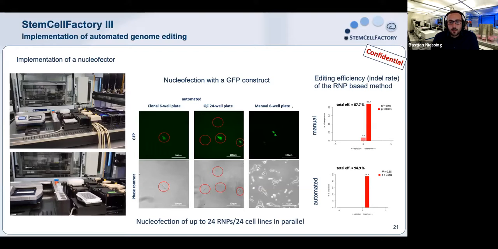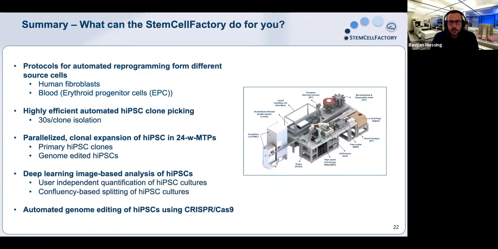And as you can see in the middle, we successfully edited the GFP construct in an automated way and also in a manual way. You see it on the right side, and also the efficiency of the manual and the automated way. So the automated efficiency was at least a little bit higher than the manual way. So as we could show here, we had successfully automated the whole process of genome editing on the stem cell factory.